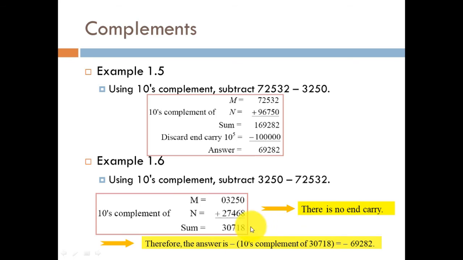So how do we evaluate the answer from this? The answer turns out to be minus the tens complement of 30718. Whatever summation value we have, we need to calculate its tens complement and put a negative sign, and that will be the answer of the expression. The tens complement of 30718 turns out to be 69282, and we put a negative sign here. This will be the answer of this expression. This is how we perform the subtraction operation with the help of r's complement.